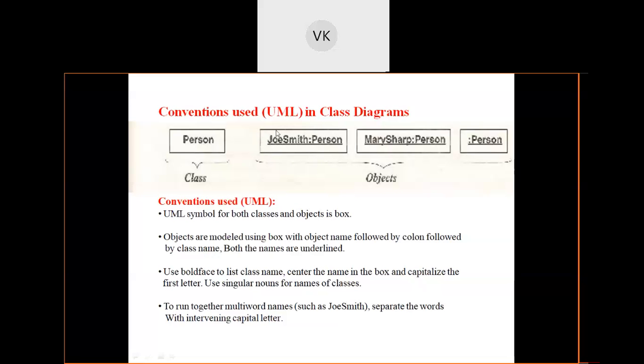How to write an object in a diagram here? For an object diagram, write the name of the object, then a colon followed by the name of the class, and make it underlined. Person is the general class, and Joe Smith is the particular person, or you may call him an object, followed by the name of the class. Make it underlined and write it in a rectangular box here. All these are some examples of the person class as objects.